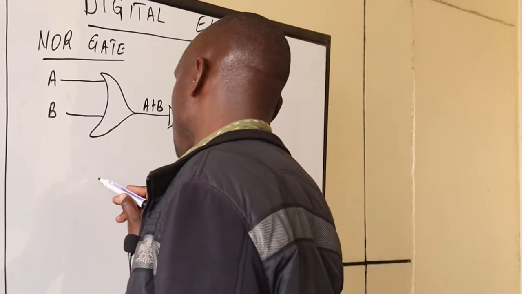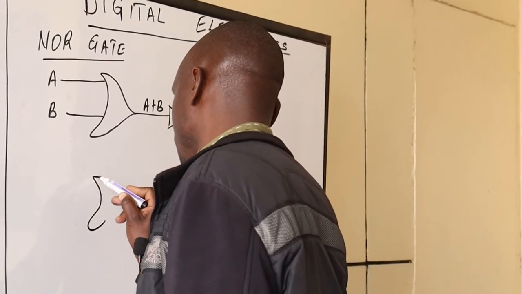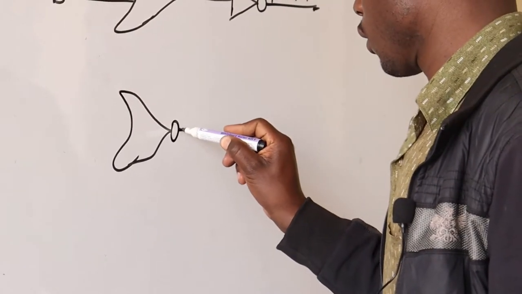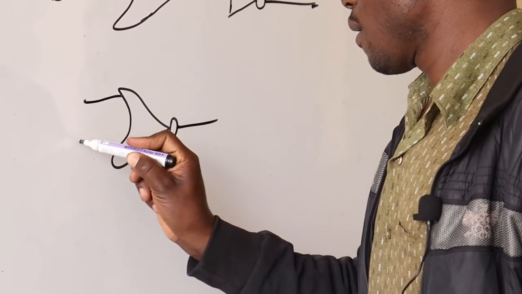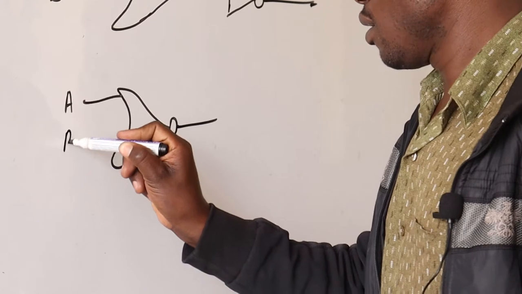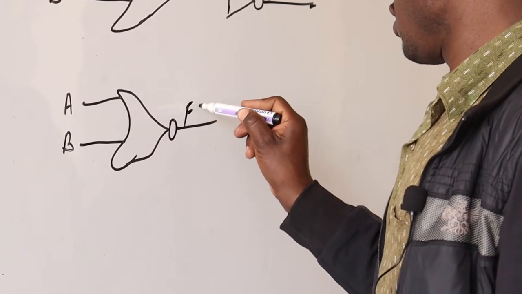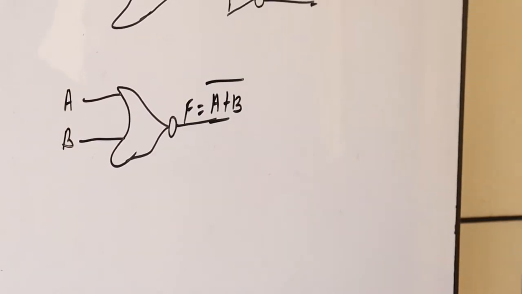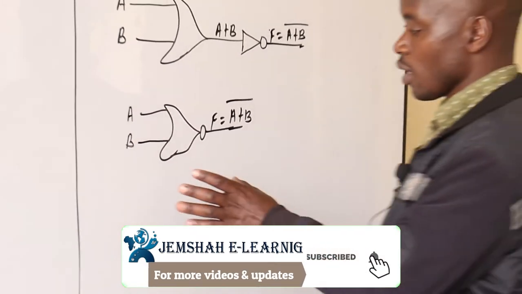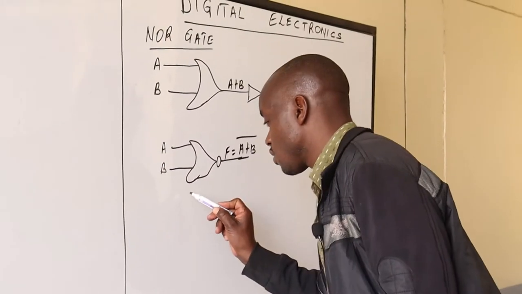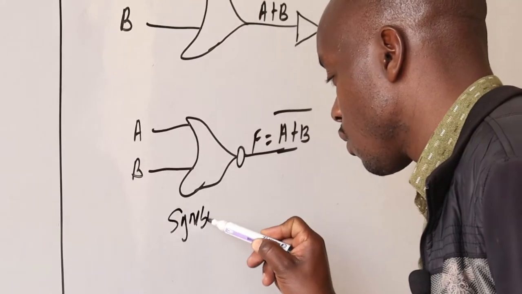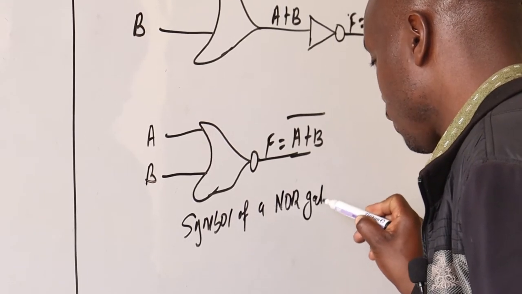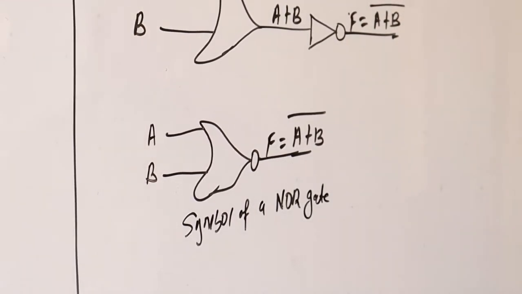So the NOR gate appears as this, the OR gate shape, then it has a negation here. Then we have inputs A and B. So we can say from there that F is equal to (A plus B) bar. So that's the output of a NOR gate. So this is the symbol. This is the symbol of a NOR gate. That's our symbol. And then from there, I want us to do the truth table to show what's happening.